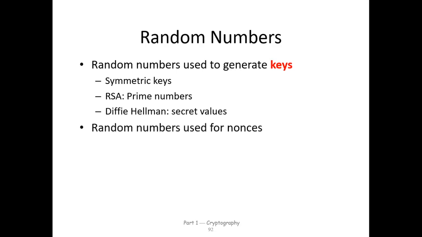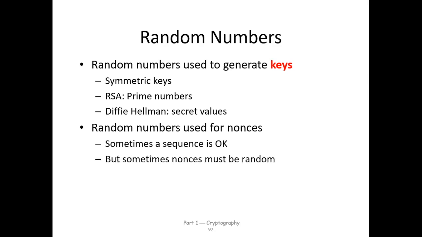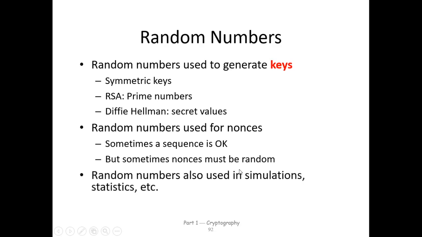Random numbers are used for nonces. Just now I said something about OTP, so it's a one-time generation. Nonces are also one-time generations of unique values. Sometimes a sequence is okay, so a sequence will also be considered for generation of such numbers. But sometimes nonces must be random. Random numbers are also used in simulations, statistics, etc. So there are wide varieties of uses of random numbers.